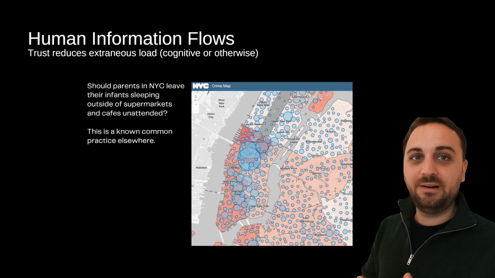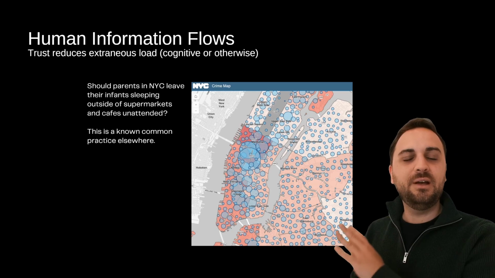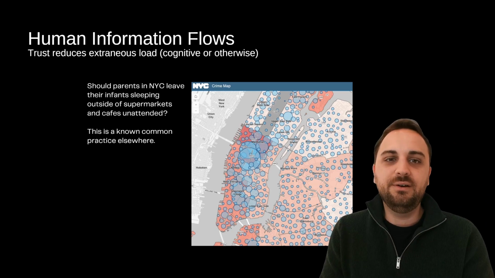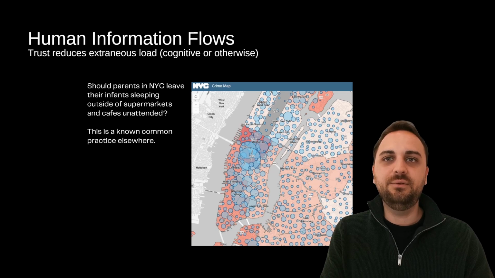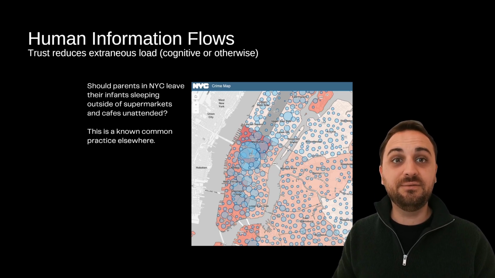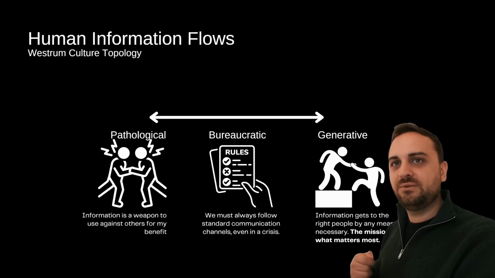This should not be done in New York City. Like, I do not think if you have a baby, you should park your baby outside alone in New York City and say, I'm going inside for coffee. Do not do that. The point here is the trust you have greatly influences how fast you can do something, the freedom you have to do stuff in an environment, and how much attention you have to pay to other things. I want to segue into Westrum culture.